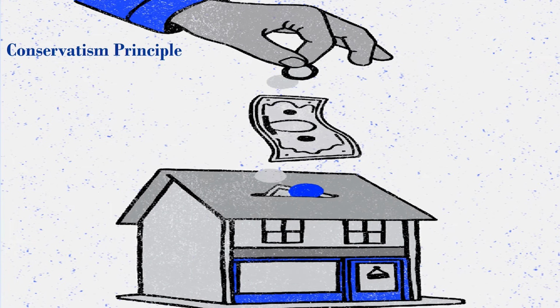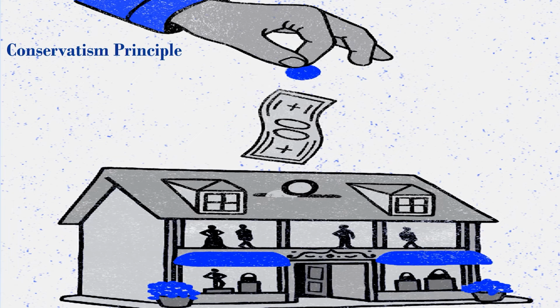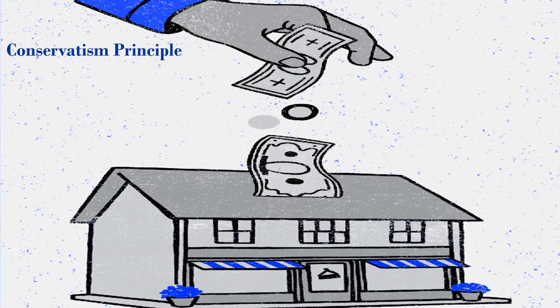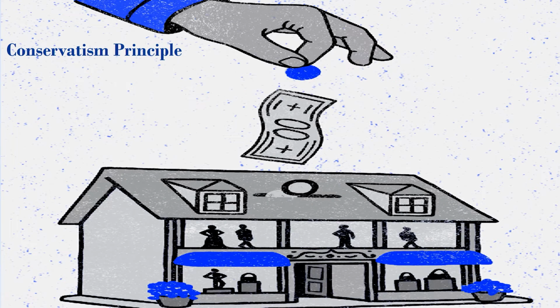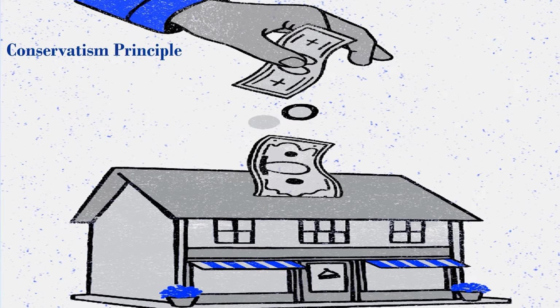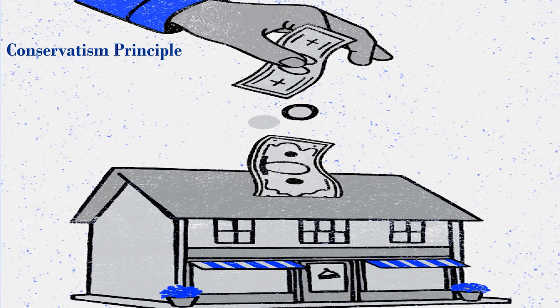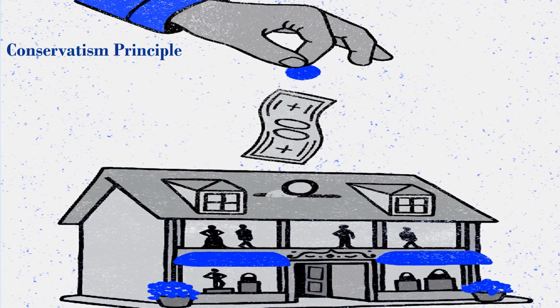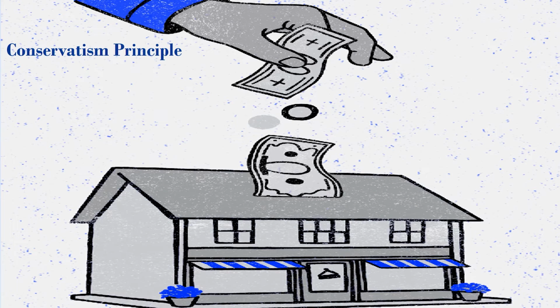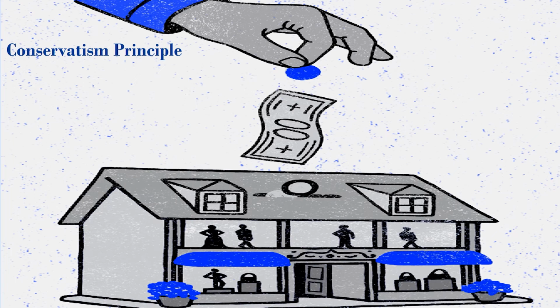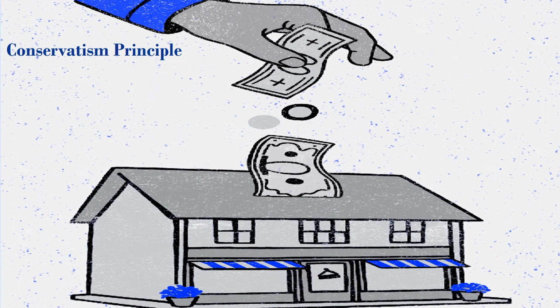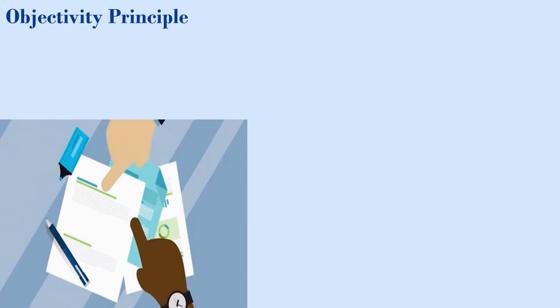Conservatism principle tells accountants to always err on the most conservative side possible in any situation. This prevents accountants from overestimating future revenues and underestimating future expenses that could mislead financial statement users. If we talk about objectivity of financial statements, then it comes under objectivity principle.